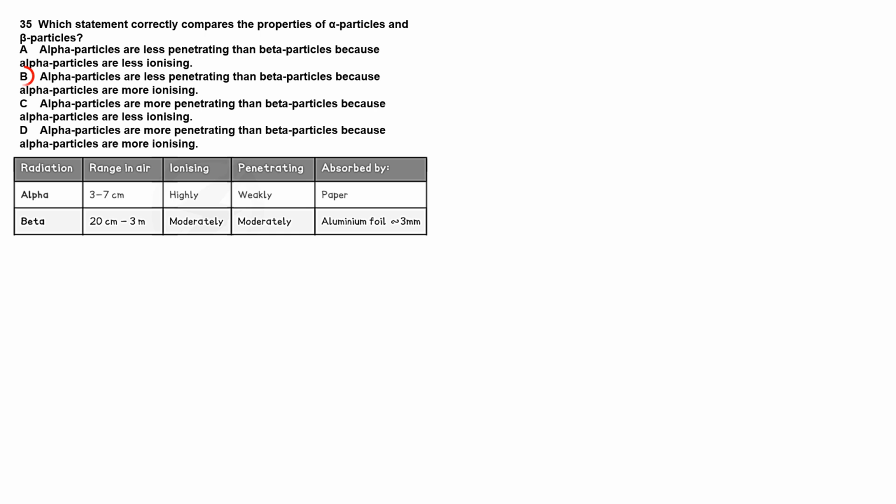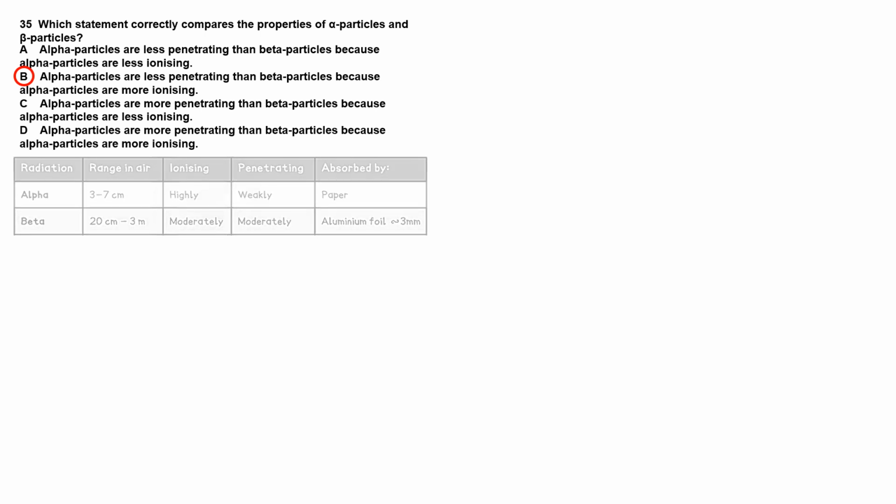Question 35. Which statement correctly compares the properties of alpha particles and beta particles? Beta particles can penetrate further through matter than alpha particles due to their smaller size. Although less penetrating, alpha particles have a higher ionizing power because of their larger mass and charge.